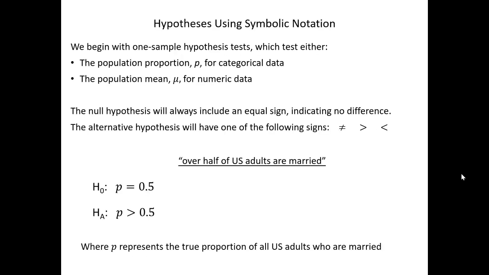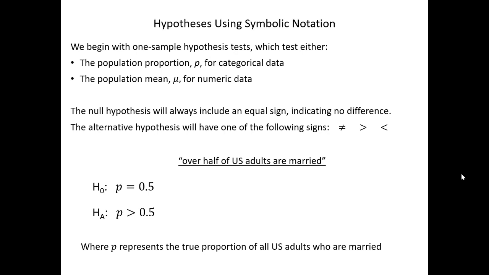All right, in order to get the math set up properly for our test, we're also going to need to express these hypotheses using symbolic notation. So remember, the symbol for a population proportion is P. We'll use that if our data is categorical. Whereas if our data is numeric, we would test the population mean, mu.